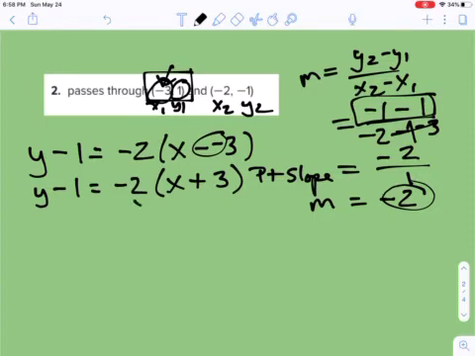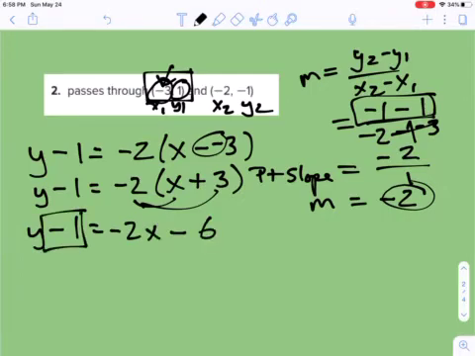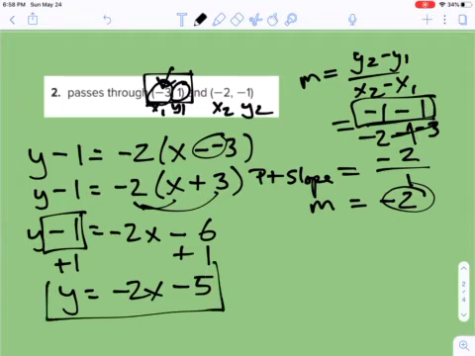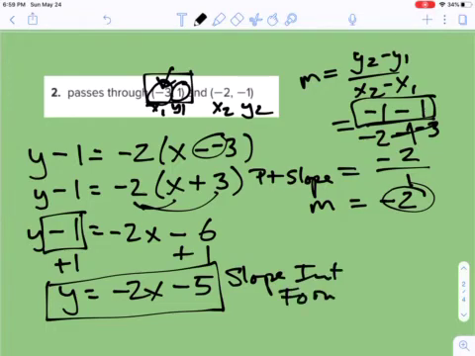Now let's deal with this and put this into slope-intercept form. So we get negative 2x minus 6. And then I want to move this negative 1 over to the other side. So I'm going to do that by adding 1 to both sides so that y can be by itself. So y equals negative 2x minus 5. And then you have your slope-intercept form, and you are now an expert at this.